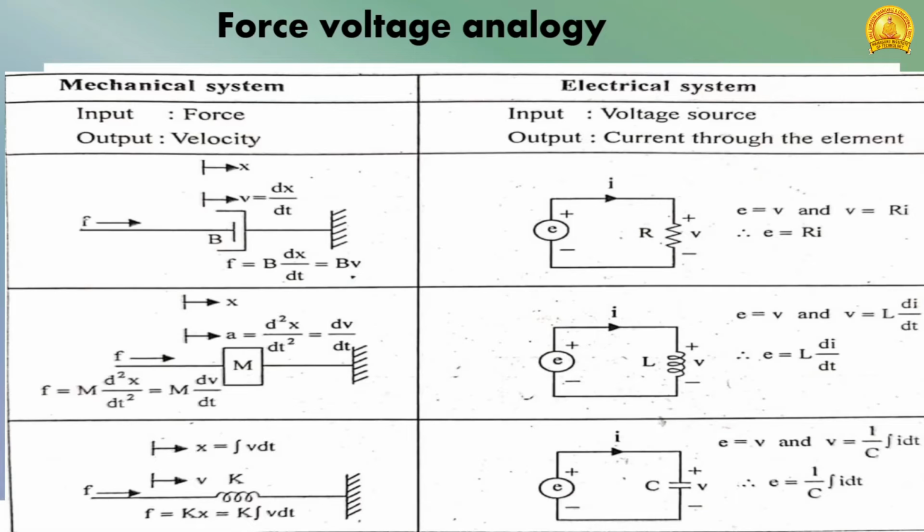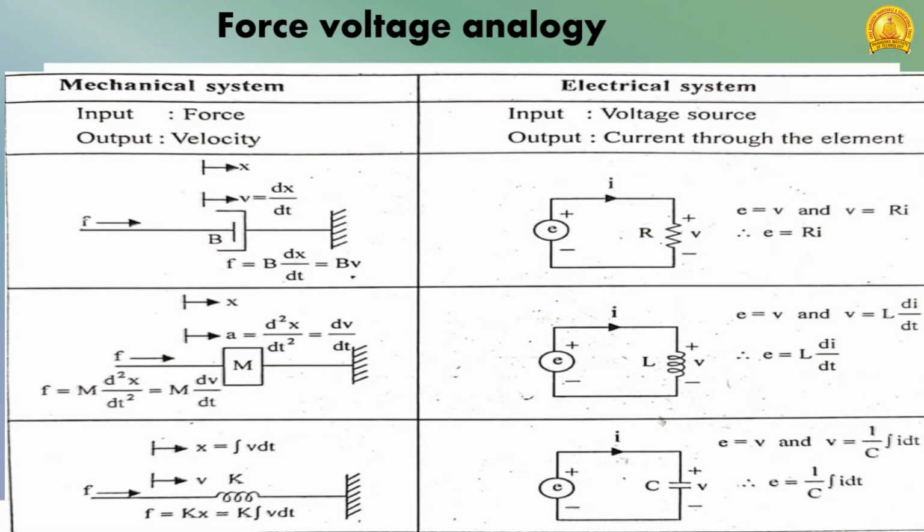In a mechanical system the input is force, so the analogous element in the electrical system is voltage. Similarly, output is a velocity in a mechanical system, and output is a current in an electrical system. The dashpot in a mechanical system is represented by a resistor in the electrical system. Mass is represented by the inductor, and spring constant K is represented by a capacitor. These are the various representations in the force voltage analogy.